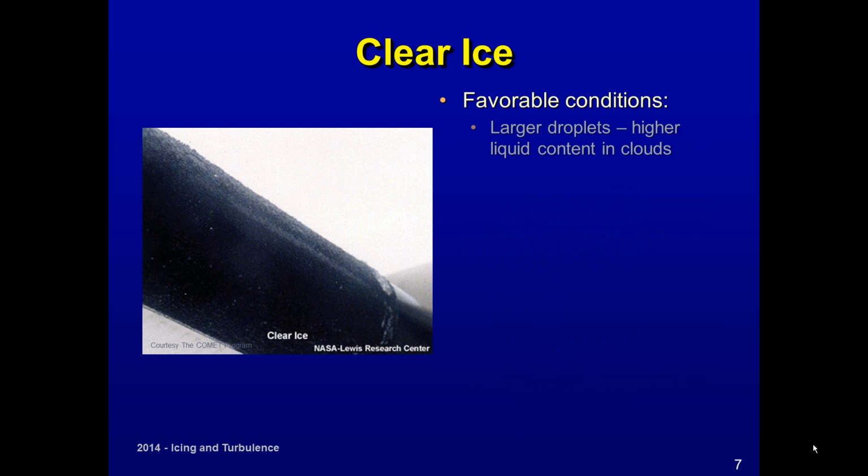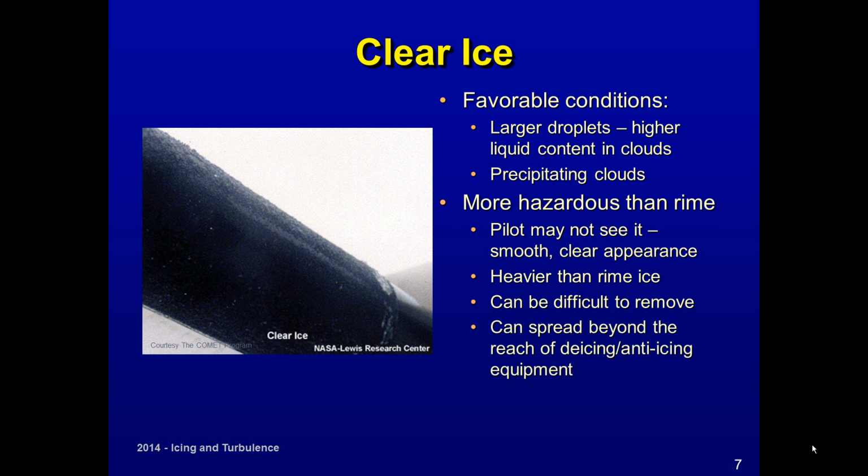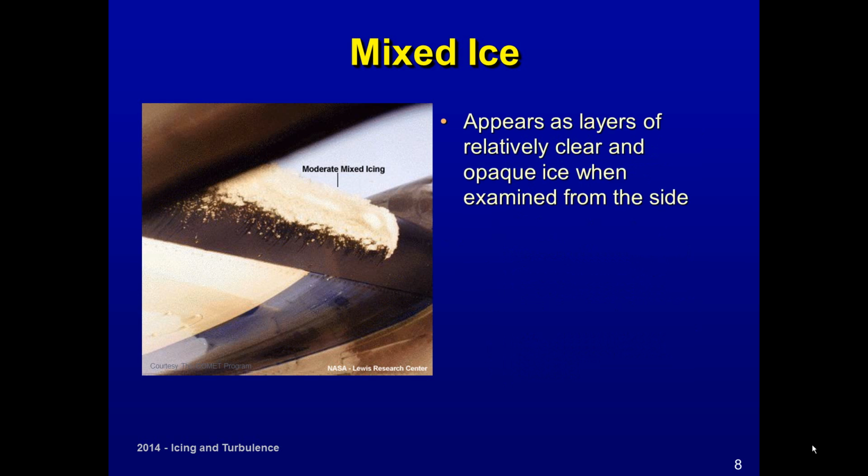Clear ice, on the other hand, forms from larger droplets. Usually this involves clouds with higher liquid content or precipitation. It's more hazardous than rime because a pilot actually may not see it. It has a smooth, clear appearance. It's heavier than rime ice, it can be difficult to remove, and it can spread beyond the reach of de-icing or anti-icing equipment.